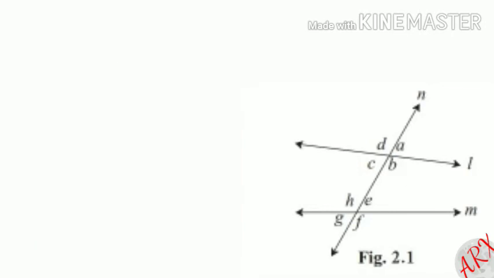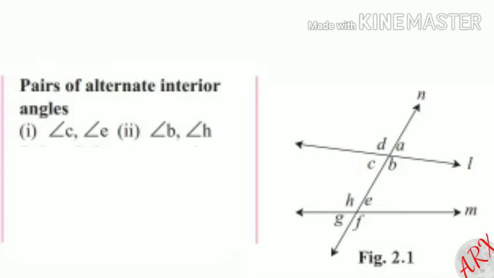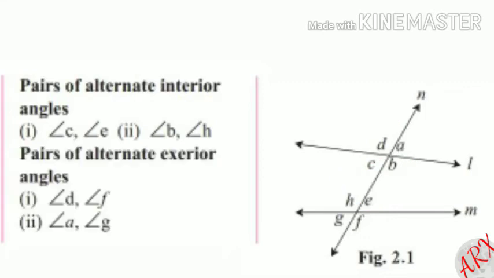Now, pairs of alternate interior angles. First, angle C and angle E. Second, angle B and angle H. Now, pairs of alternate exterior angles. First, angle D and angle F. Second, angle A and angle G.